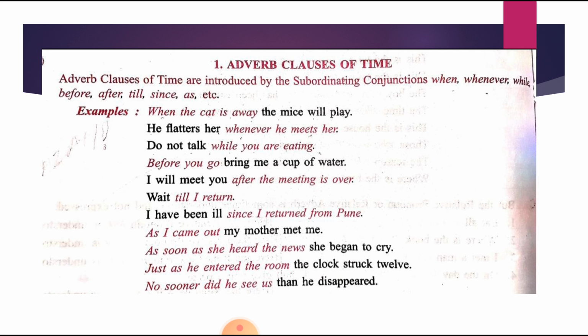First we will see the adverb clause of time. Adverb clauses of time are introduced by subordinating conjunctions. Which are they? When, whenever, while, before, after, till, since, as. All these are subordinating conjunctions. Let us see in the example. When the cat is away, the mice will play. Subordinating conjunction: when the cat is away, and the mice will play.